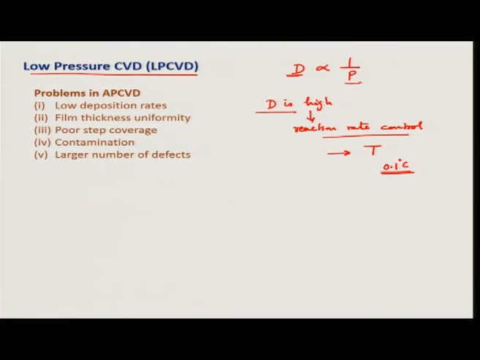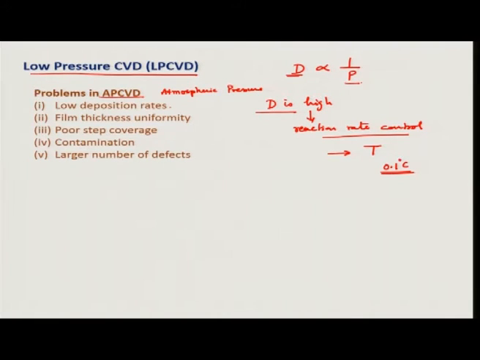So, we want to keep high diffusivity, and for high diffusivity we need to lower the pressure. Okay. So, some of the problems with APCVD, which is atmospheric pressure chemical vapor deposition, are low deposition rates.